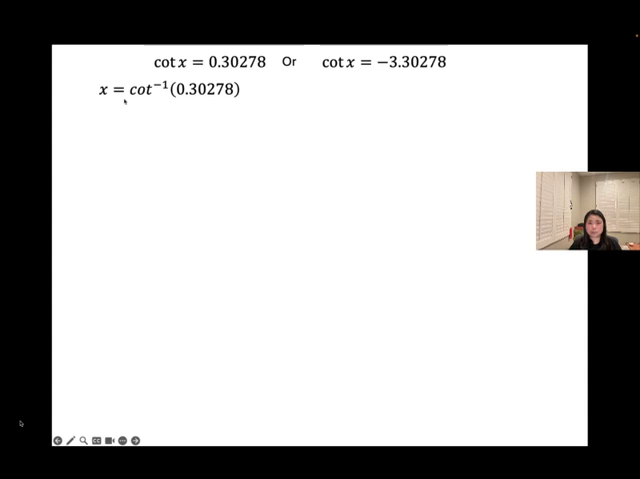X will be equal to cotangent inverse of this number. And on our calculator, we don't have the cotangent. So we're going to take the reciprocal of this guy, which is going to be tangent inverse. Okay? And use your calculator. Find out what your reference angle is. Make sure you change your calculator into radian. Okay? So the reference angle will be equal to 1.2768. And since cotangent here is positive, positive will be quadrant 1 and quadrant 3.